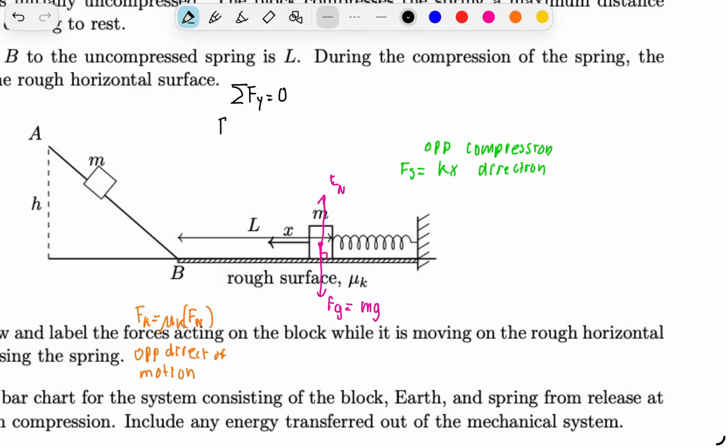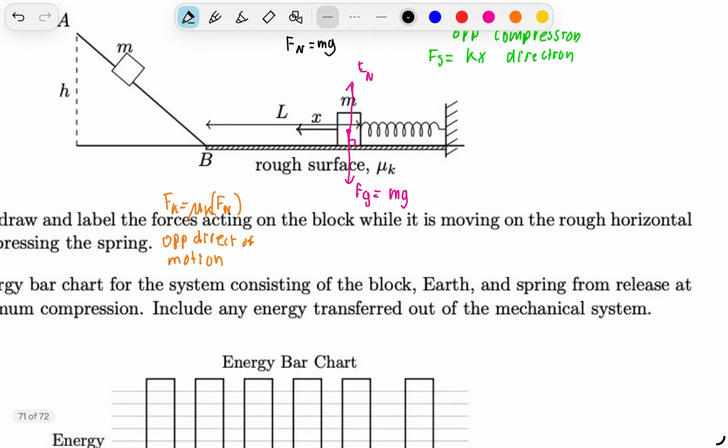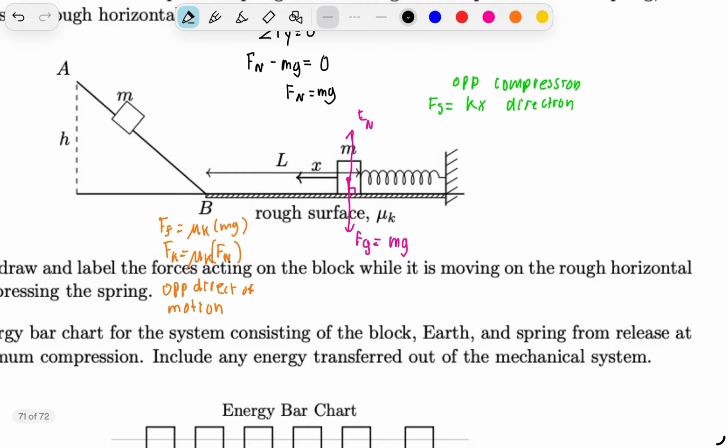So you're going to have a normal force that's acting upward, and you're going to have a force of gravity that's acting downward. That's equal to mg, and you're going to have your normal force equal to mg. Now, because we know what the normal force is, we can say here that our Fk is equal to mu k times mg.